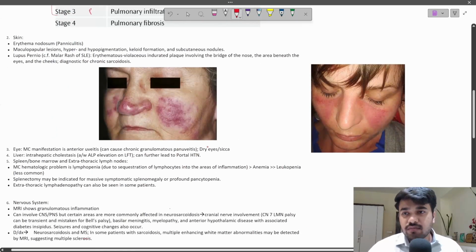Moving on to the skin involvement, the classic finding is erythema nodosum due to panniculitis, and then we may also have maculopapular lesions, hyper and hypopigmentation, keloid formation, and subcutaneous nodules.